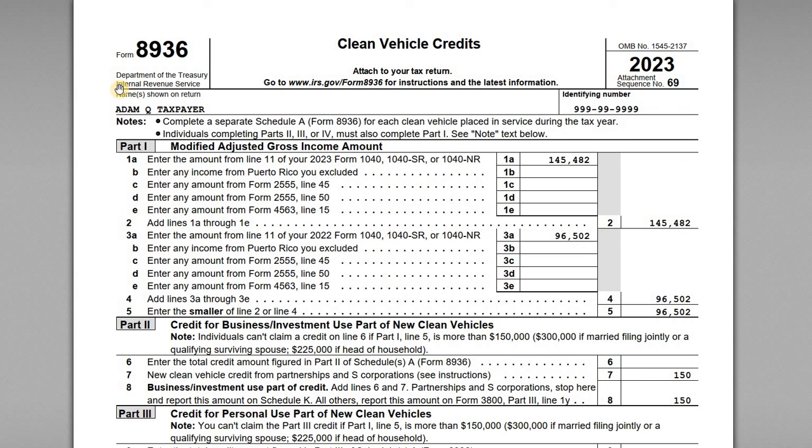Alright, for this video I wanted to do an example of Form 8936 for the clean vehicle tax credit. In this scenario we're going to have a taxpayer that is claiming this credit because it was allocated to him from a Schedule K-1. So he's an investor in a partnership and received the K-1 that shows an allocation of the clean vehicle credit.